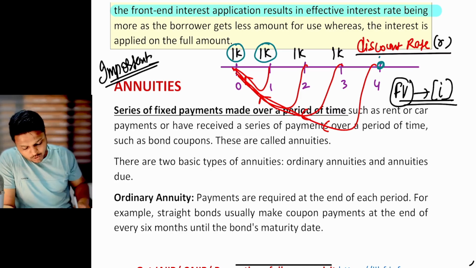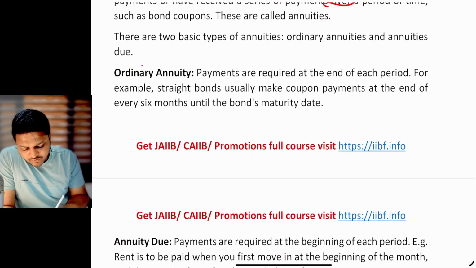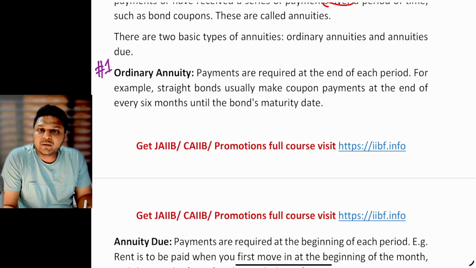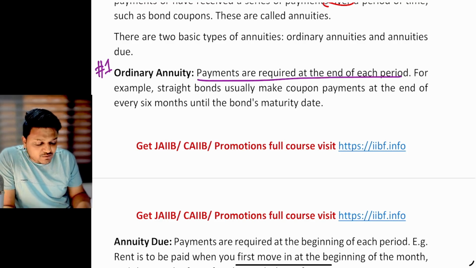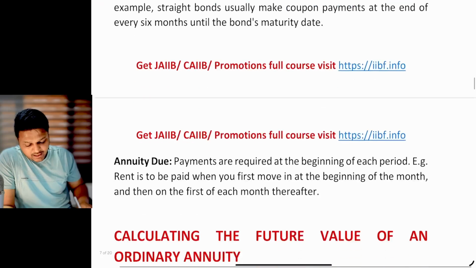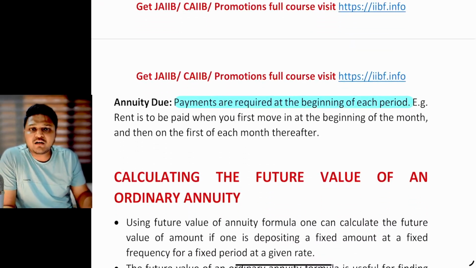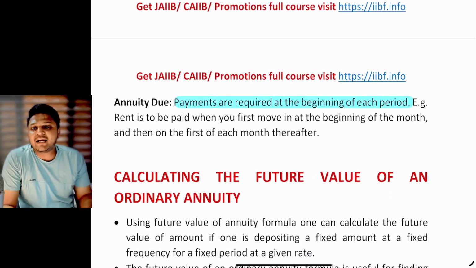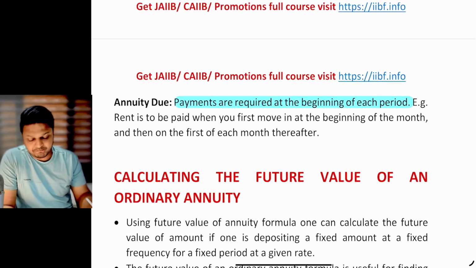Okay. So I told you about the ordinary annuity. Ordinary annuity is a case where we are going to deposit or pay the amount at the end of each period. This is said to be the case of the ordinary annuity. And what about the annuity due, where the payments are required at the beginning of each period? That is the annuity due. When we solve numerical questions based on it, you'll be much more clarified, right?